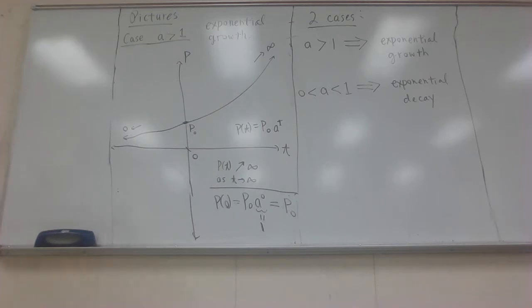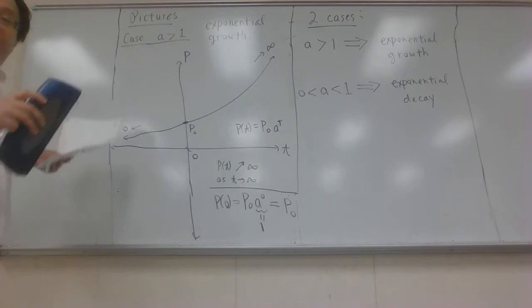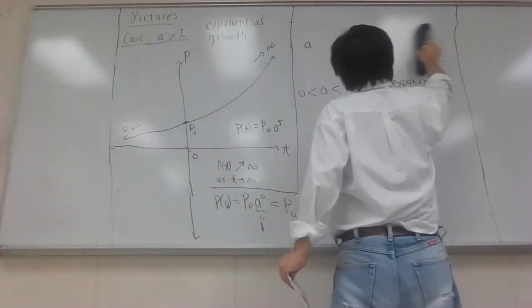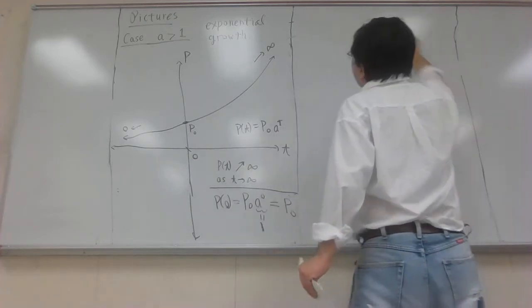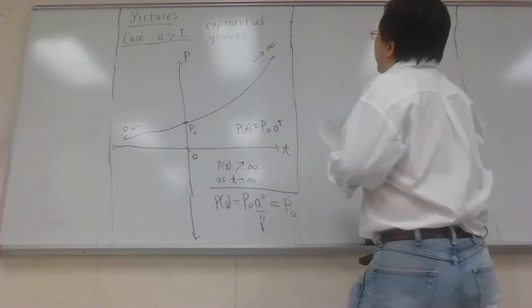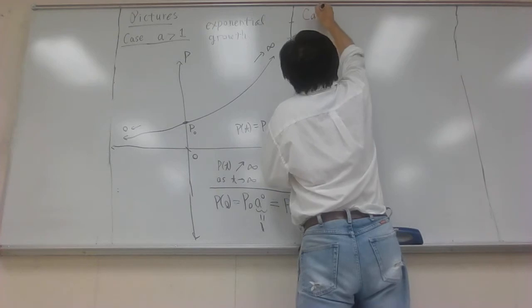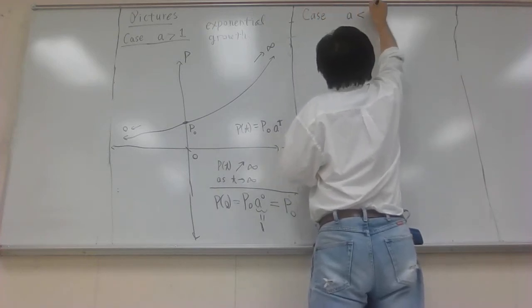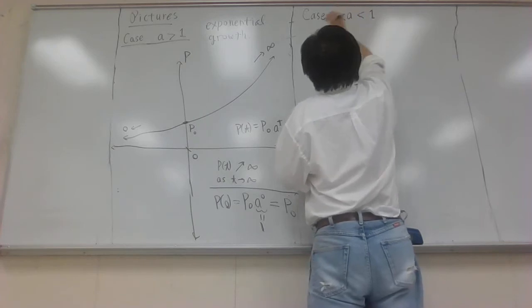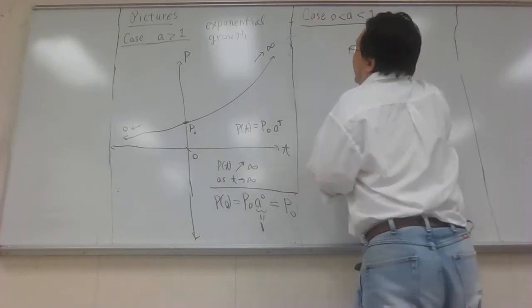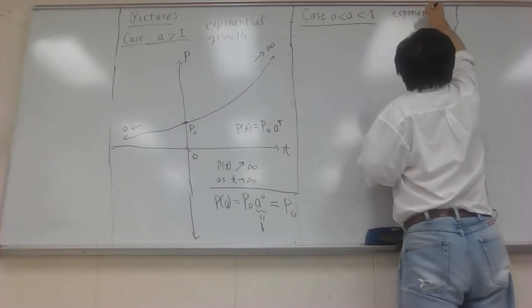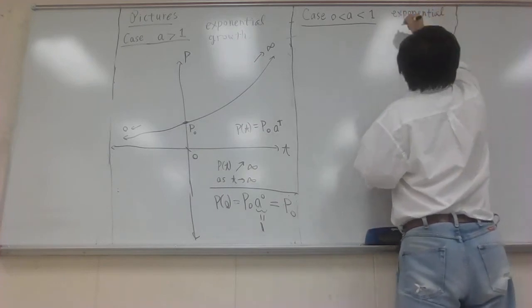Now let's look at the picture for exponential decay. So the case where a is strictly less than 1, of course it's always strictly bigger than 0, is the case of exponential decay.